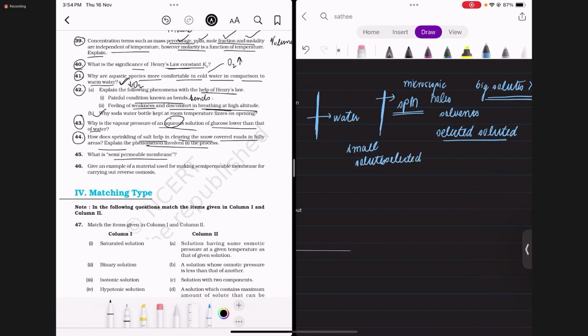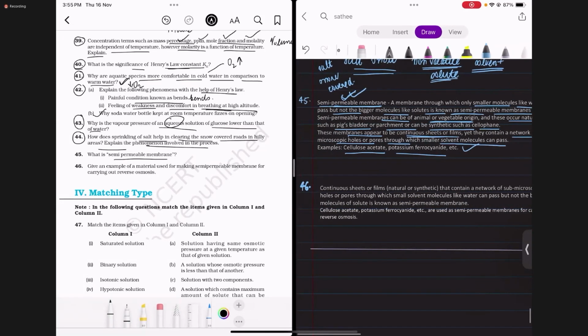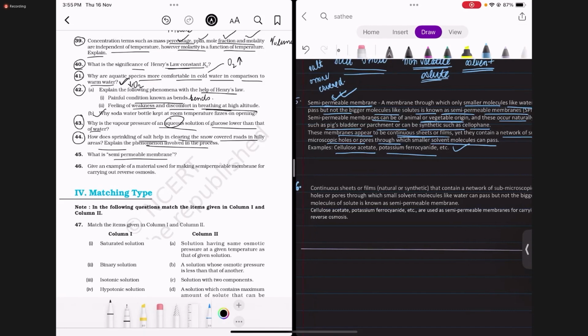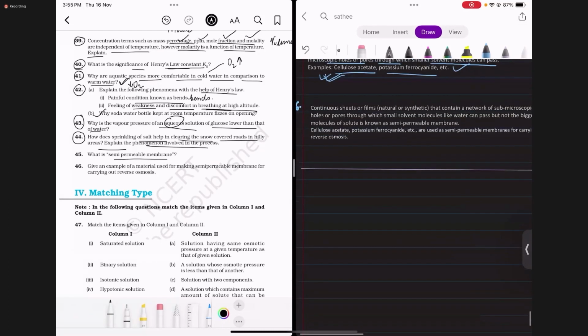तो हम पढ़ते हैं अपने animal cells की cell membrane is a semi-permeable membrane and it allows the movement of solvent molecules and also selected solutes through it. So it is not fully permeable, it is semi permeable. तो हम semi permeable इसीलिए बोलते हैं. So semi permeable membrane is a membrane that allows smaller molecules like water to pass, but not the bigger molecules like solutes. Examples हमने देखे, cellulose acetate and potassium ferrocyanide, they are examples of a semi permeable membrane.